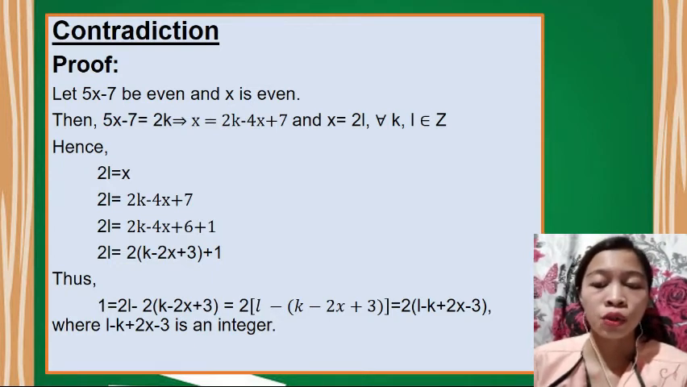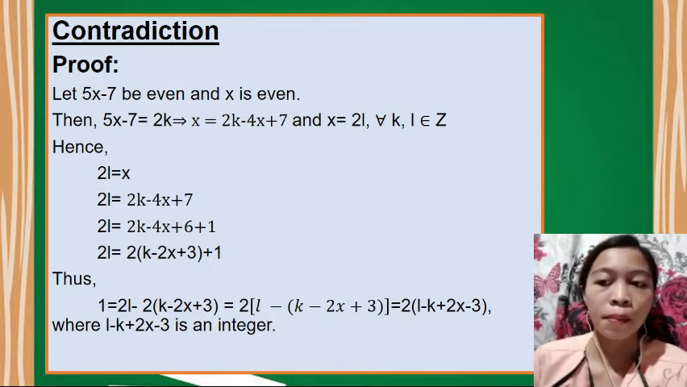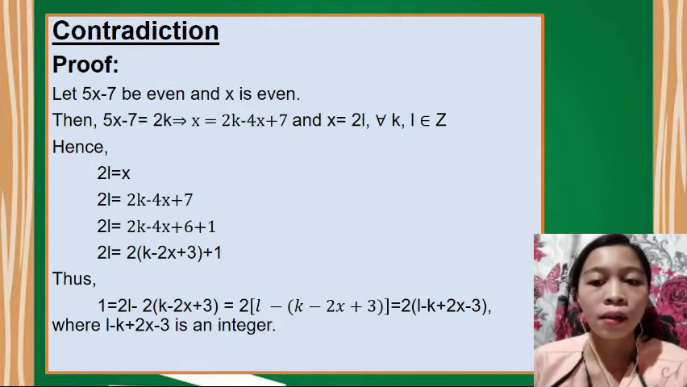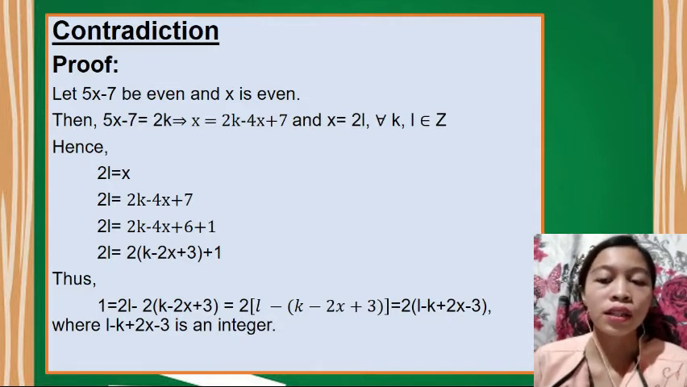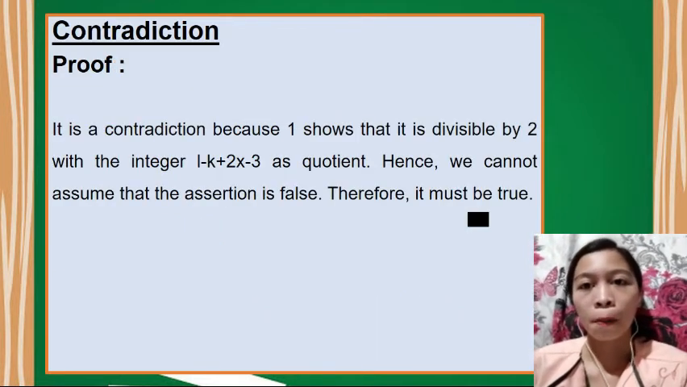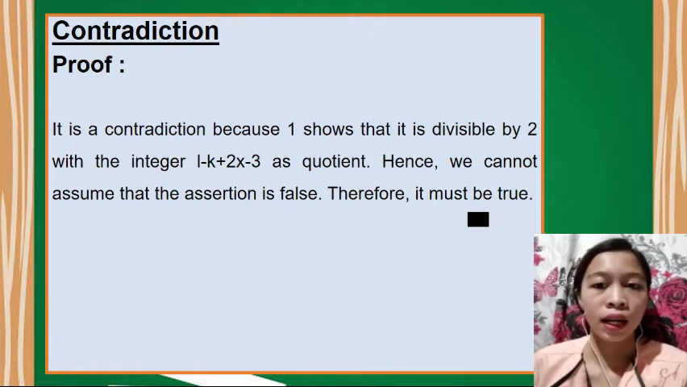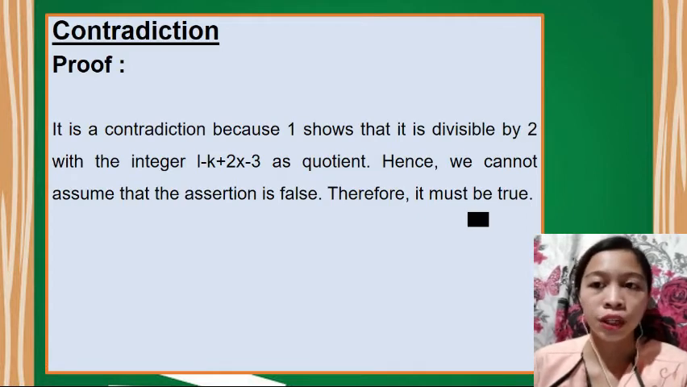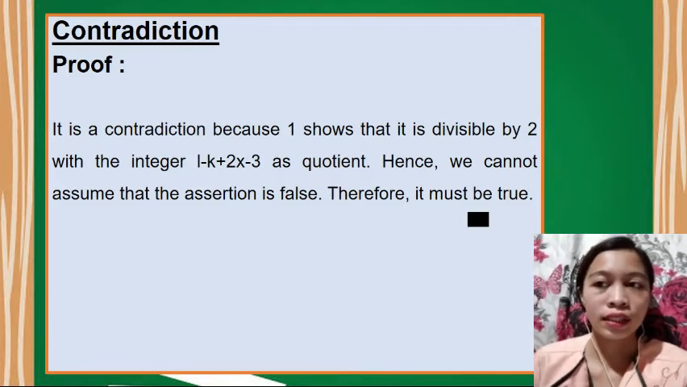And also equal to 2 multiplied with l minus the quantity k minus 2x plus 3, which is also equal to 2 multiplied with l minus k plus 2x minus 3, where l minus k plus 2x minus 3 is an integer. So, it is a contradiction because 1 shows that it is divisible by 2 with the integer l minus k plus 2x minus 3 as quotient.